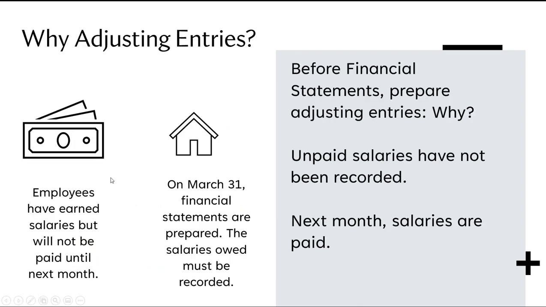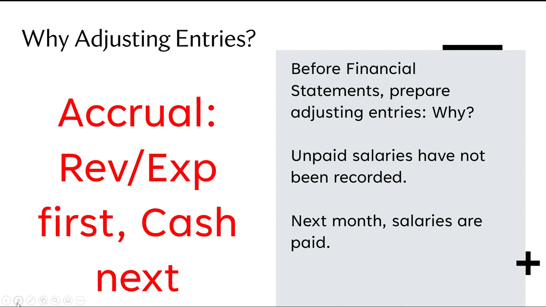All right, another example is let's go back to the salaries. So salaries have been earned at the end of the period, but they're not going to be paid until next month. But we're preparing financial statements at the end of March. All right, so what do we need to do? We need to record the unpaid salaries, like I just mentioned, and then they're going to get paid next month. Now, this is called an accrual. An accrual means that your revenue or expense is going to happen first. So right now, we have to record our salaries expense, right? Because we owe our salaries payable.